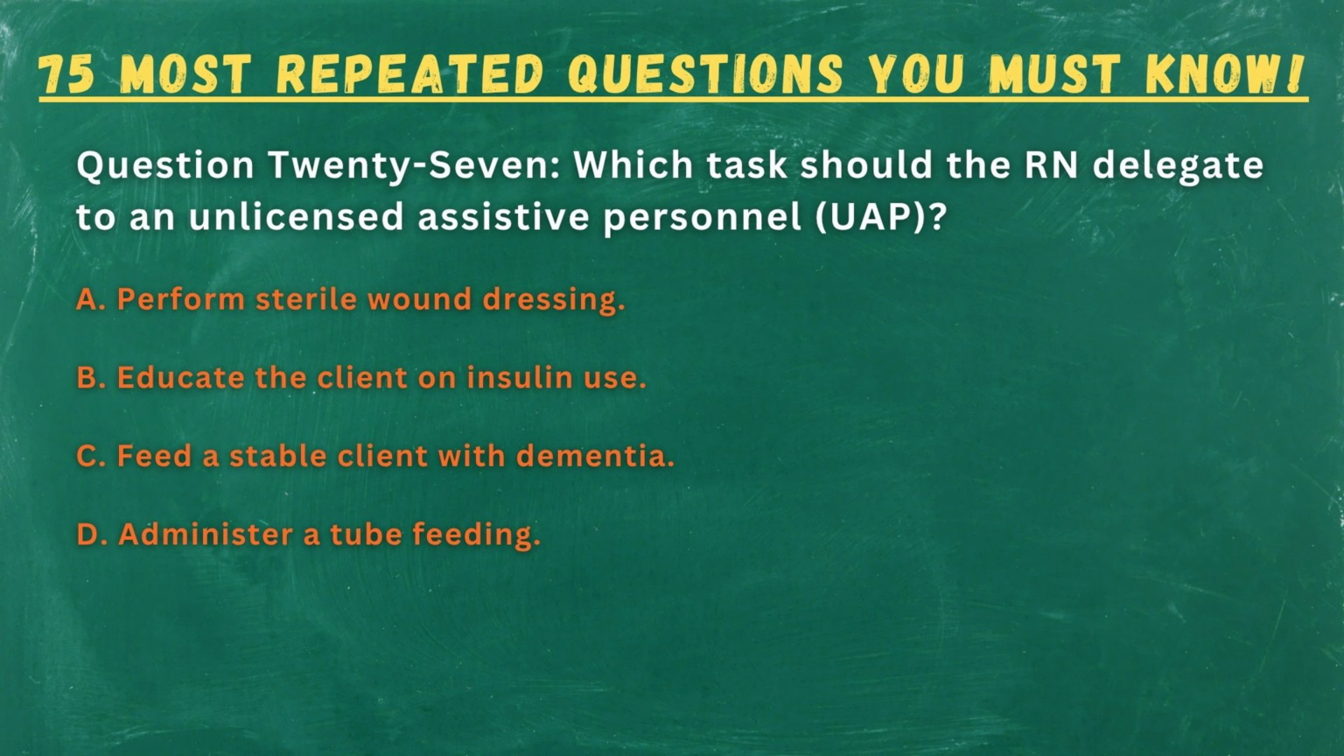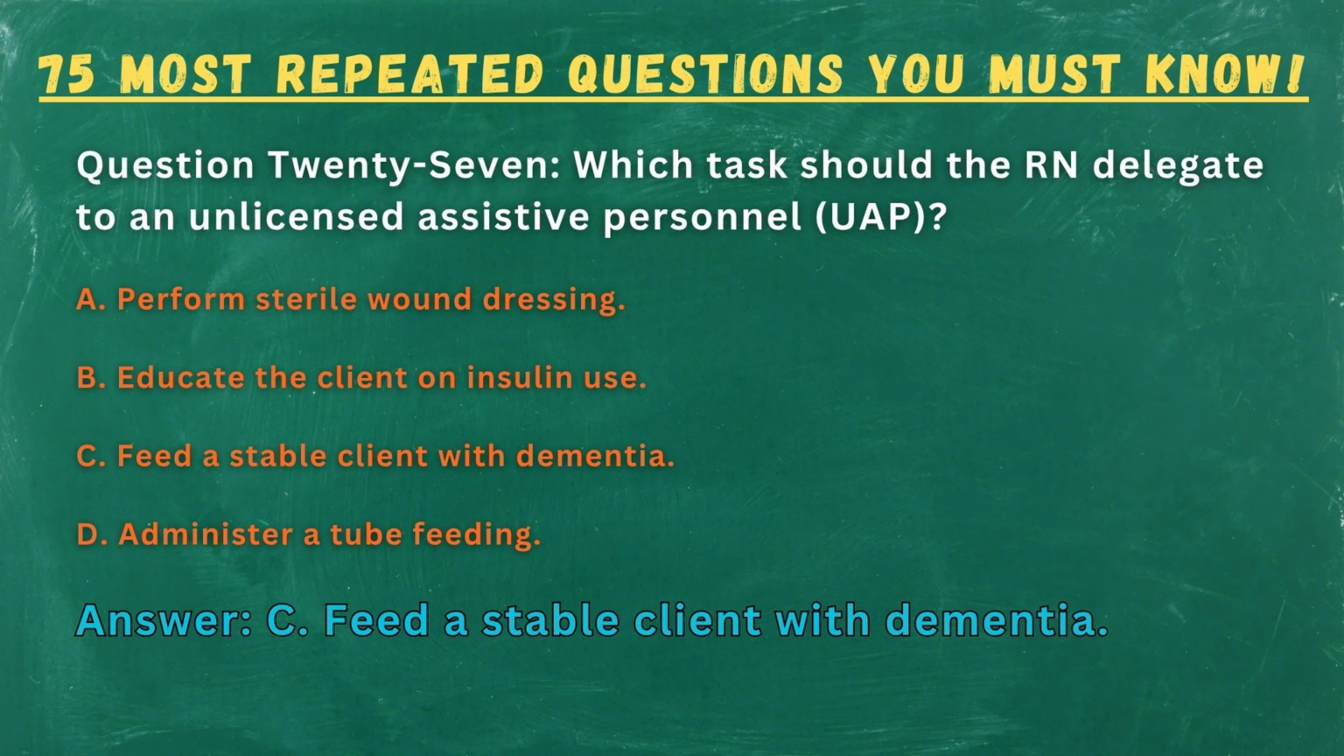Question 27. Which task should the RN delegate to an unlicensed assistive personnel (UAP)? A. Perform sterile wound dressing. B. Educate the client on insulin use. C. Feed a stable client with dementia. D. Administer a tube feeding. Answer: C. Feed a stable client with dementia.